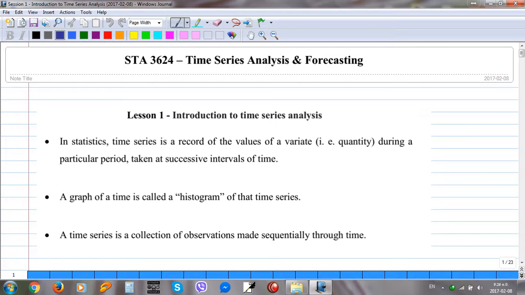STA 3624 Time Series Analysis and Forecasting. Lesson 1, Introduction to Time Series Analysis.